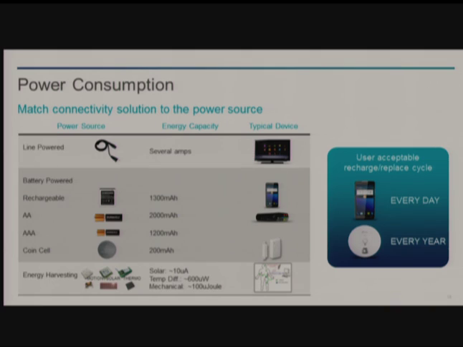So for example, in a watch, I'm kind of constrained to a coin cell battery. That limits, to some degree, my choice of connectivity PHY. For example, you're probably not going to run Wi-Fi 802.11n on a coin cell battery. You can't do much with a coin cell battery over a period of time. Another issue is what will users accept, the user-acceptable recharge or replace cycle. For example, you all have mobile phones and you're perfectly comfortable recharging them every day, but you're certainly not going to replace your smoke detector battery every day. That has to be every year or more.